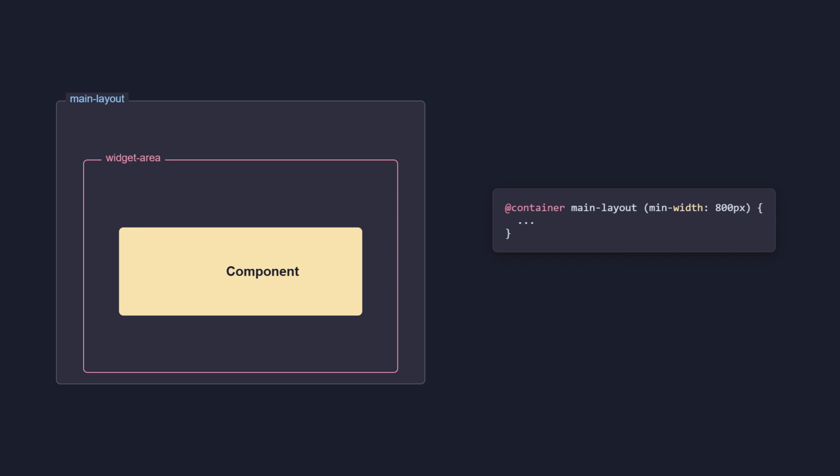The component then uses the name within the query rule. Use @container main-layout (min-width: 800px) to scope styles precisely. This ensures the component reacts only to the main layout size. Unnamed containers are useful for single-level containment scenarios. Named containers prevent ambiguity and ensure predictable styling in complex layouts. Always name containers when you anticipate deep nesting or specific targeting needs.